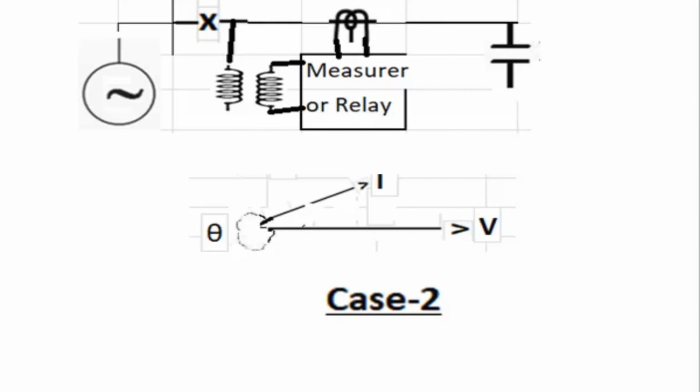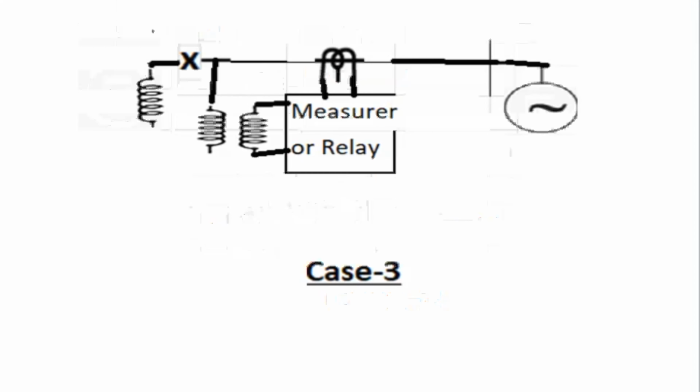Now case 2, capacitor load. Source is feeding the capacitor. The measurer is seeing the load. In the vector representation, I is leading with reference to voltage, or V is lagging with reference to I by theta.